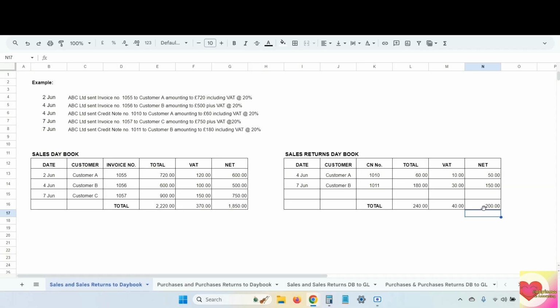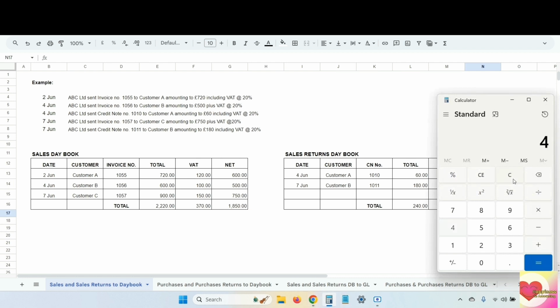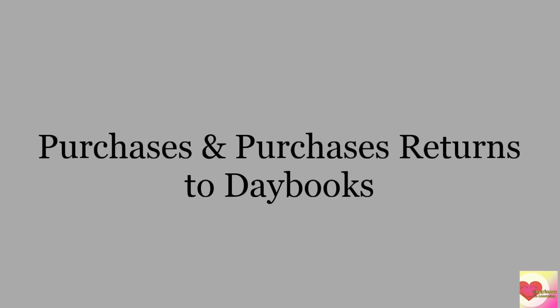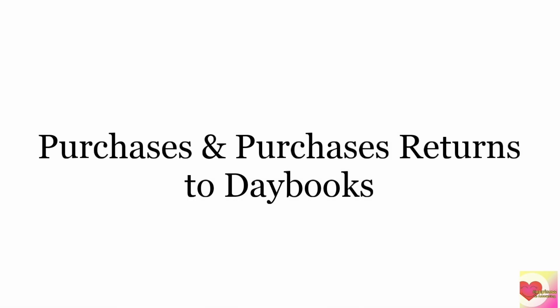So now I have totaled each column. Add the total of the VAT and the net column. It's 40 plus 200, and you'll get 240, and that should be the total of the total column. And do the same to double check the totals in the sales daybook.